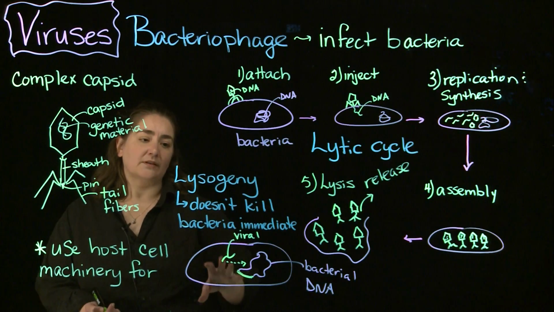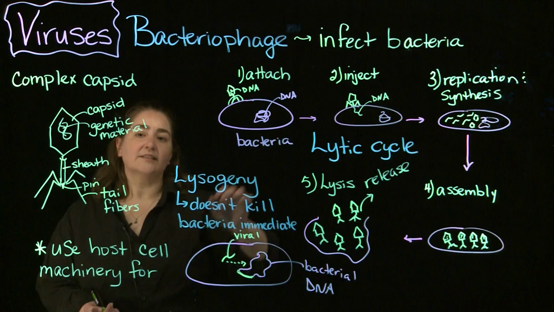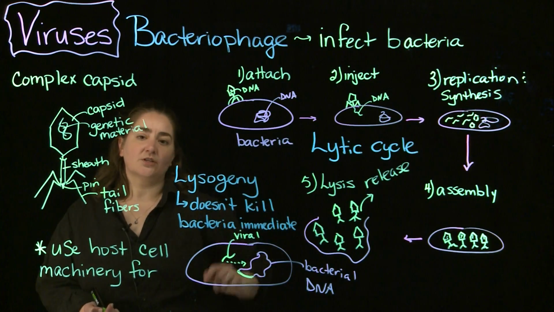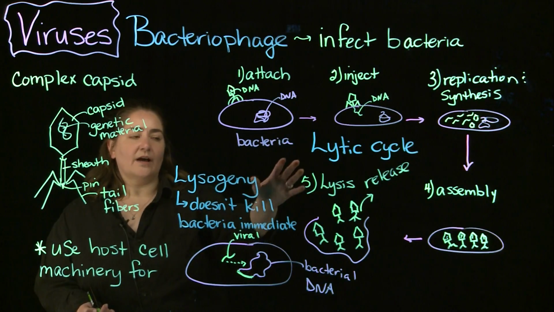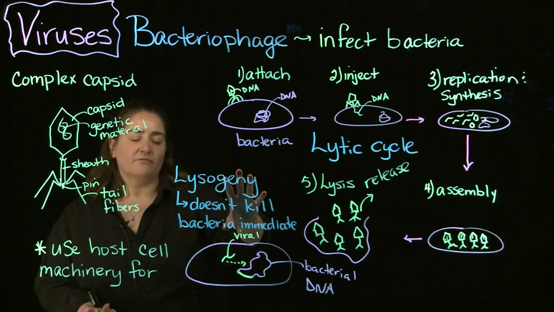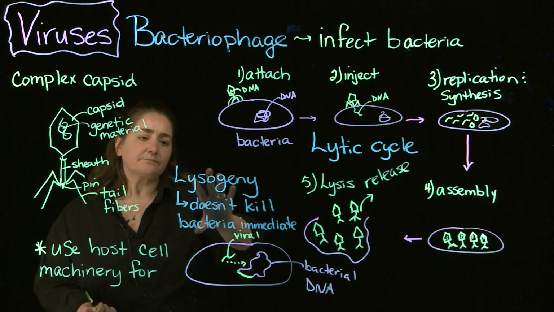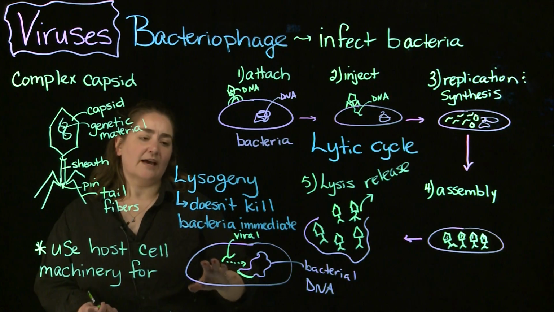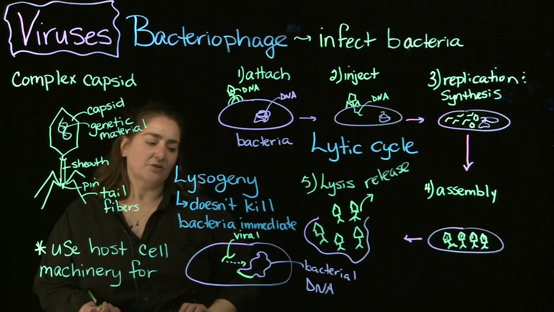Then that lysogenic cycle will be triggered to enter the lytic cycle, and you'll get production of bacteriophage again, all right? It's not well understood why the viral DNA would go towards the lysogenic versus lytic, but it is being studied. The lysogenic cycle essentially allows that viral DNA to exist within the bacterial cell.